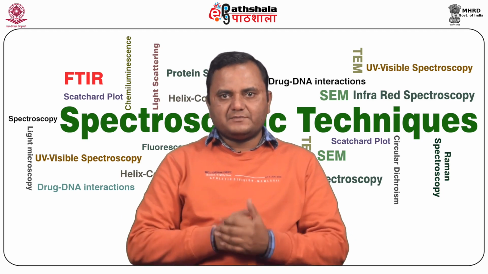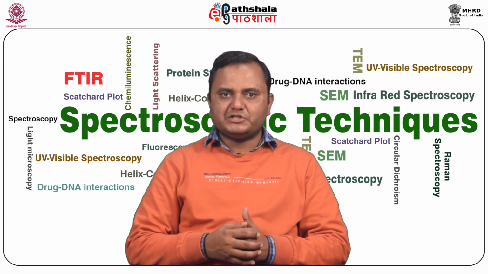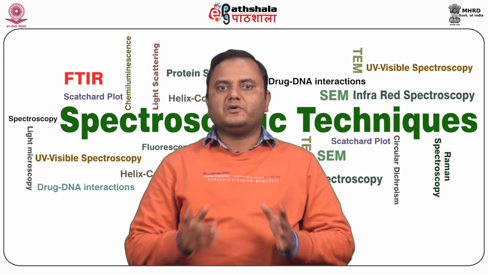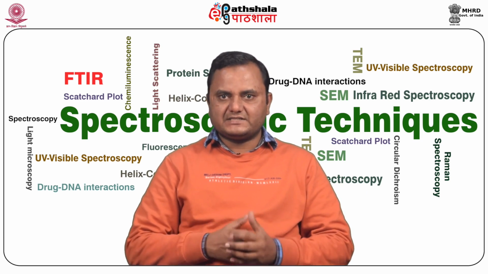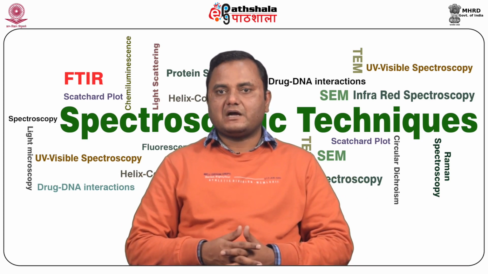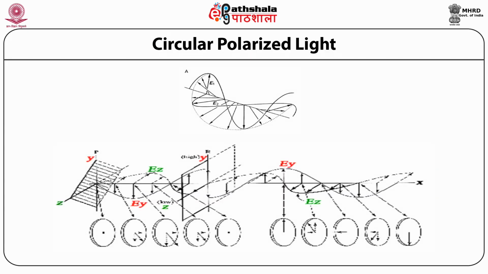And the different absorption of circularly polarized light changes its sign in the region of maximum absorption. ORD spectra are dispersive. However, the CD spectra are absorptive. We discuss how the circularly polarized light is generated.